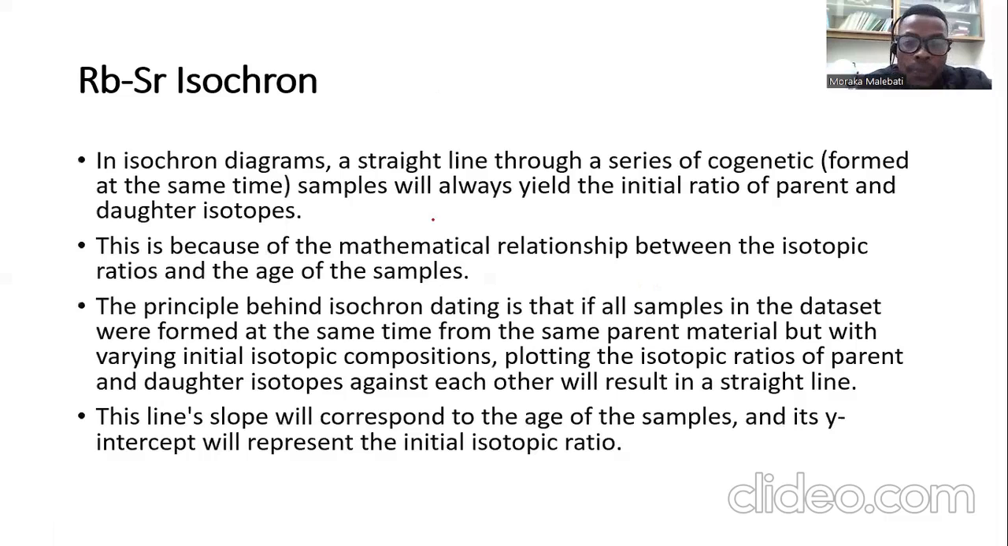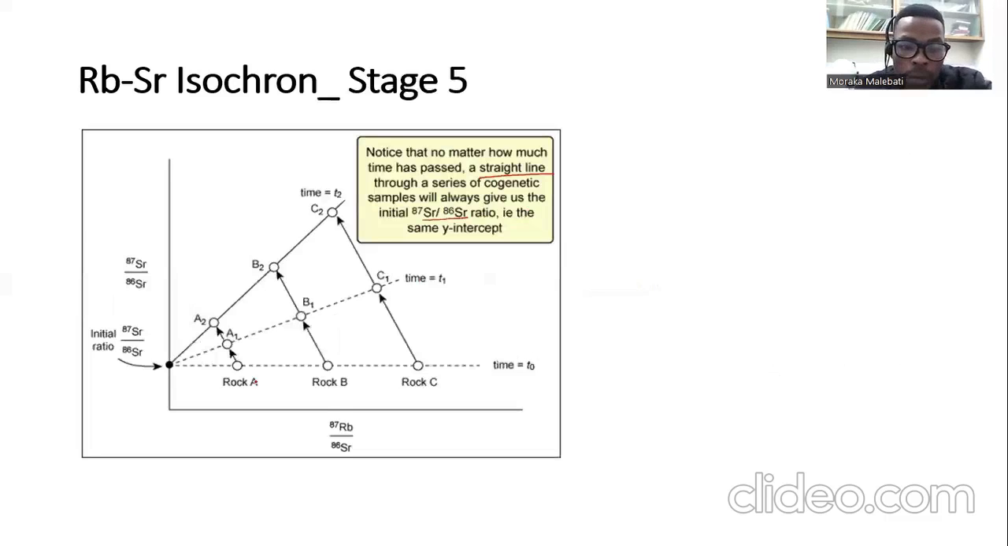So the isochron diagram is a straight line through a series of cogenetic rocks, rocks formed at the same time from the same parental magma. Samples will always yield the initial ratio of parent and daughter isotopes. No matter how much time has passed, these cogenetic rocks will always yield the initial ratio of both parental and daughter isotopes. Can you now see they would always have the same initial ratio? I hope it makes sense.